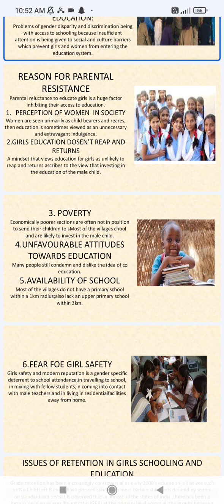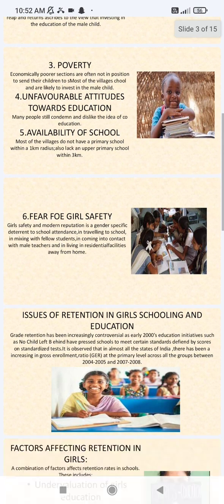Availability of school: most villages do not have a primary school within a 1 kilometer radius, and also lack an upper primary school within 3 km. Fear for girls' safety: girls' safety and modesty are gender-specific concerns related to school attendance, in traveling to school, in mixing with fellow students, in coming into contact with male teachers, and in living in residential facilities away from home.